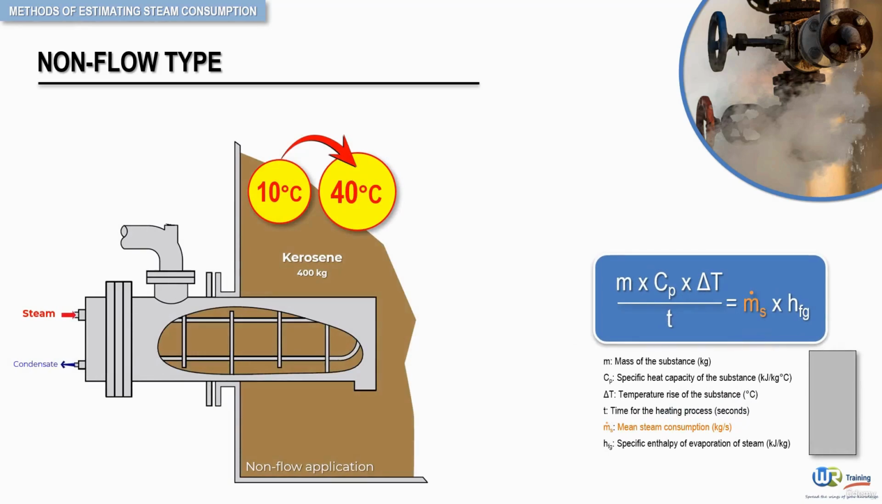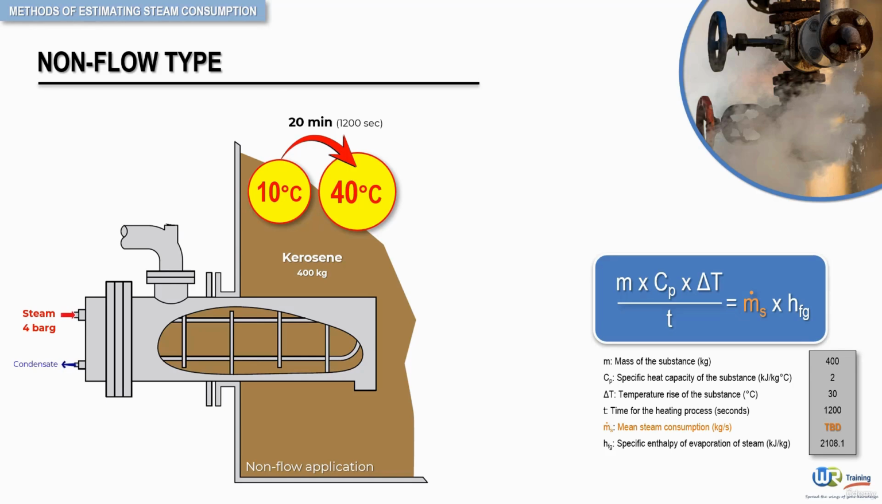Here, a tank containing 400 kg of kerosene is to be heated from 10 degrees Celsius to 40 degrees Celsius in 20 minutes using 4 bar gauge steam. The fluid has a specific heat capacity of 2 kJ per kilogram degree Celsius over that temperature range. The specific enthalpy of evaporation of steam at the gauge pressure of 4 bar is as follows. So let's determine the steam flow rate needed for this application.